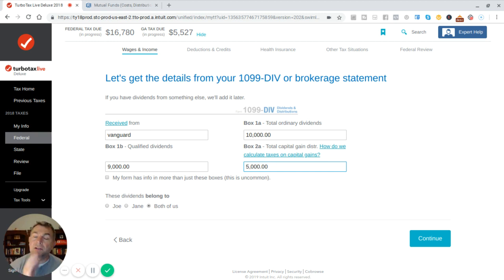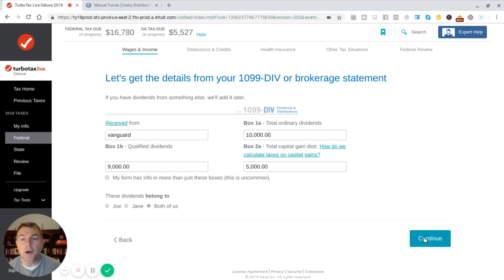Now, this is completely separate from selling a stock for a gain or a loss. I cannot stress this enough. This is completely separate than actually making a stock sale. This is just from mutual funds that you did not necessarily sell. You just got a 1099 DIV that includes capital gain distributions. I hope that makes sense.